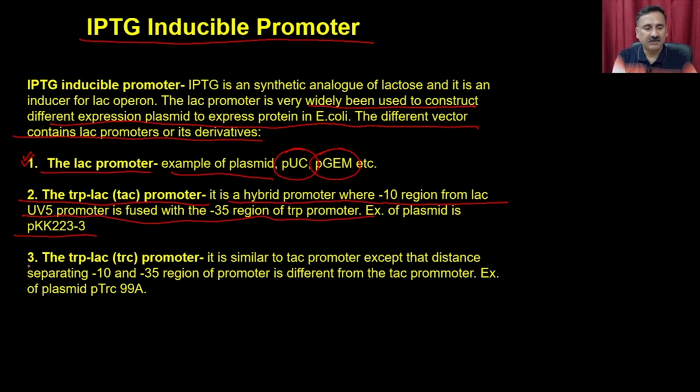Then you also have the trc promoters. The trc promoter is similar to the tac promoter except that the distance separating the -10 and -35 regions of the promoter is different from the tac promoter. The example is pTrc99A. So any of these plasmids can be used for generating the recombinant DNA, and then you can transform that into a suitable host and use this for protein production.